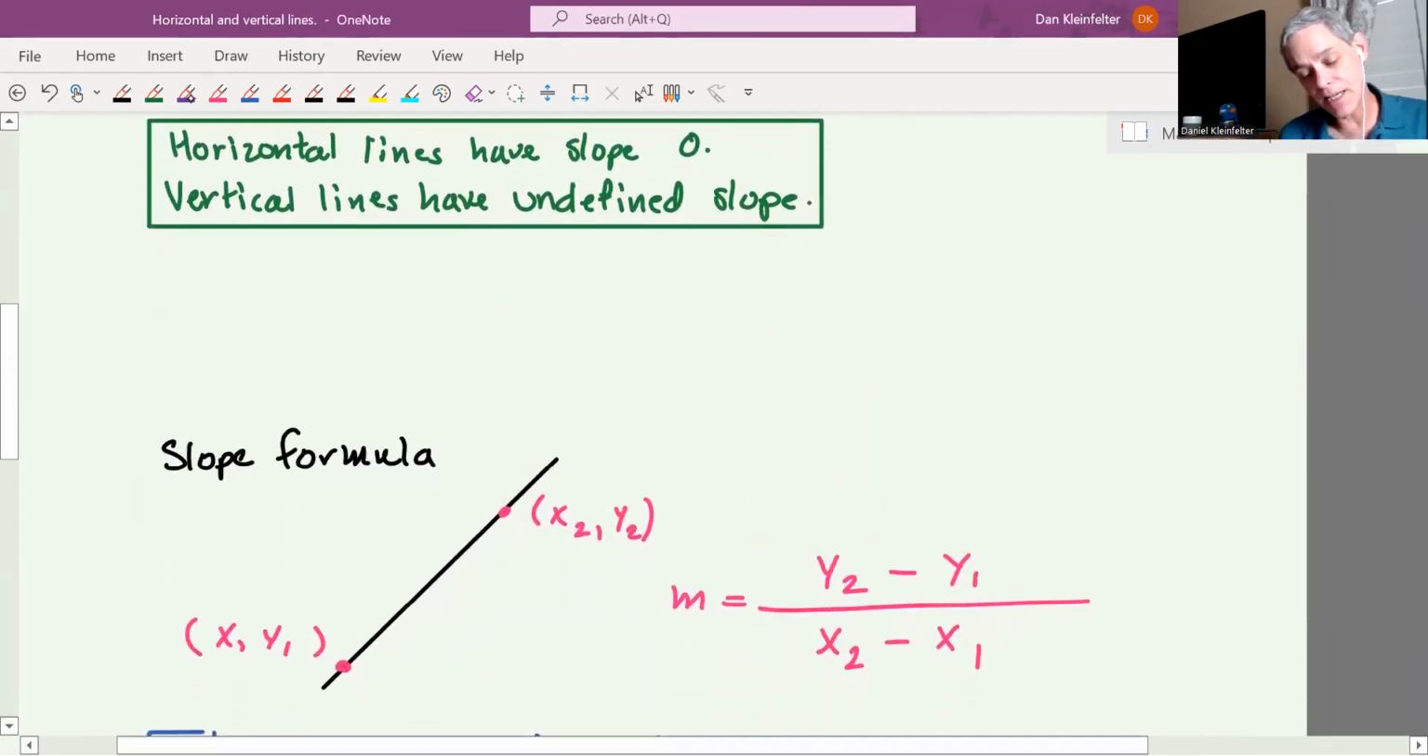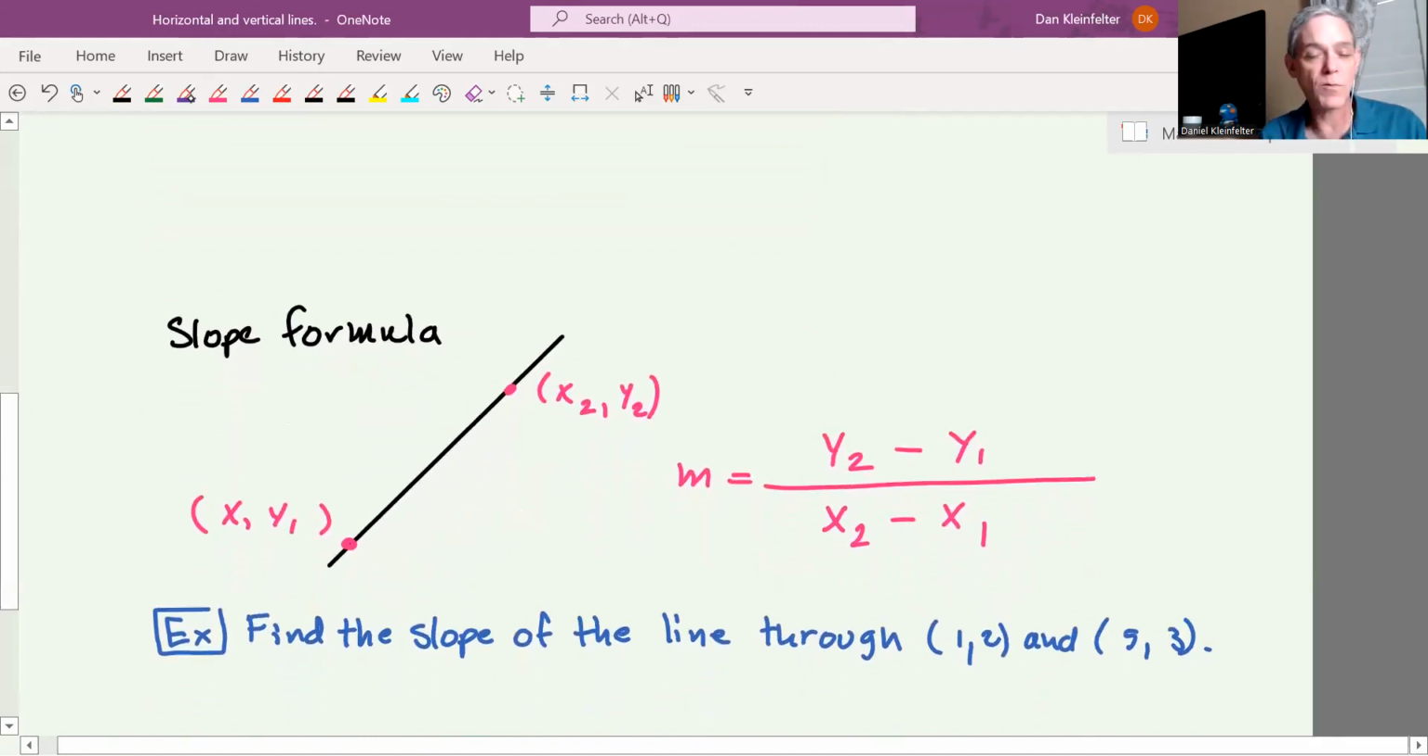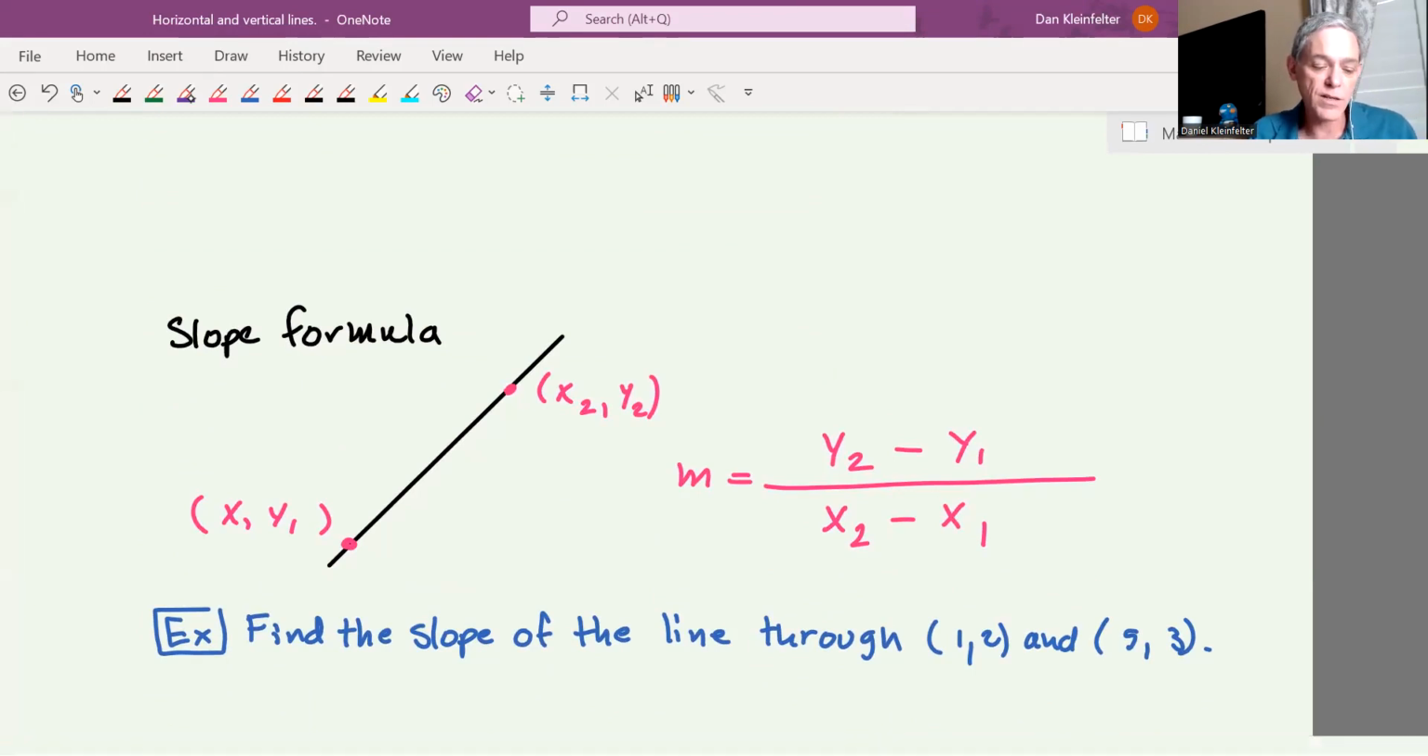Okay, next up, we're going to take a look at a formula for slope. We want to be able to calculate slopes of lines without having to make the graph. So how can you do that? We can use a slope formula to help us get this done. So we have 2 points on the graph, x1, y1, and x2, y2.